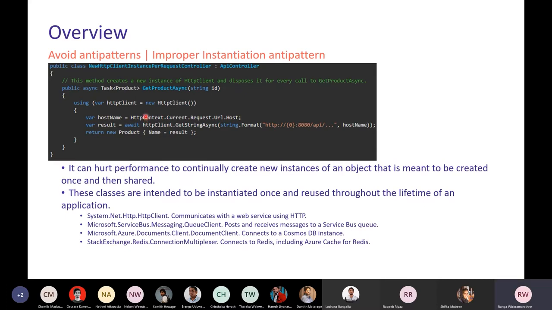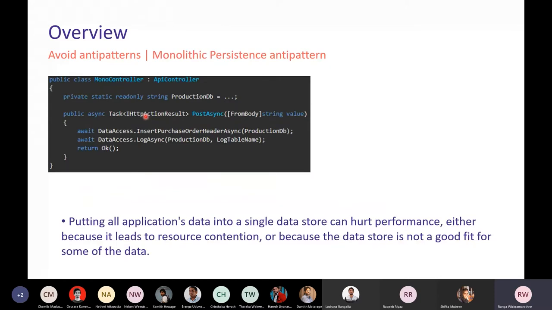Yep. And the monolithic persistence anti-pattern, we can call it one database to rule them all. We can use one single database to do our logging, application logic, application persistence, and files, images, you name it. Everything is in one database. That's not going to work well, because if you're thinking of scalability, it might not be the good way, because certain parts might grow more than we thought.